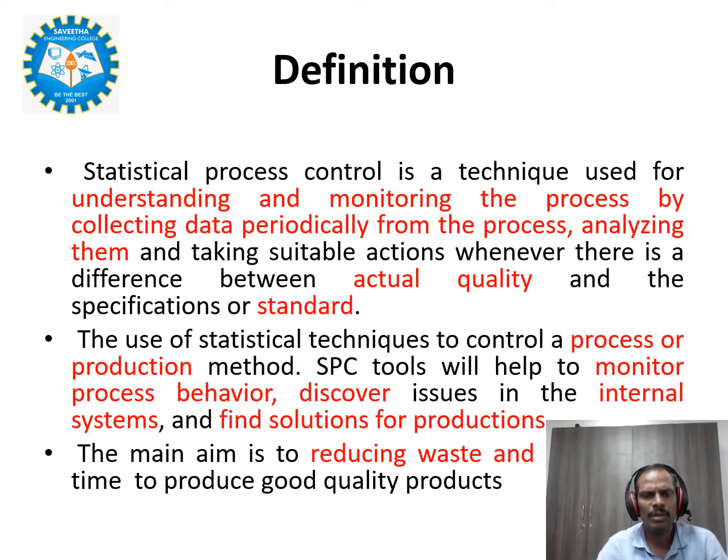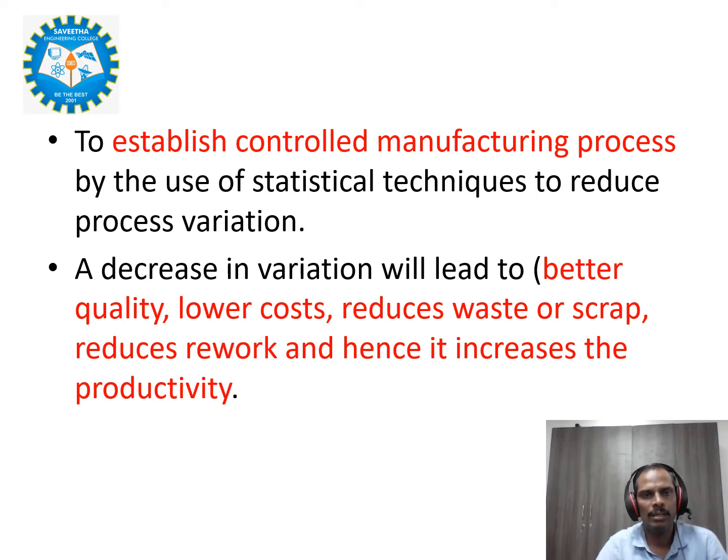The main aim of statistical process control is to reduce waste, minimize raw materials, and increase product quality, and to establish a controlled manufacturing process by using statistical techniques to reduce process variations. Whenever the process is running, variations will occur. So we have to reduce the process variation to minimize problems and get the required quality product. And this leads to better quality.